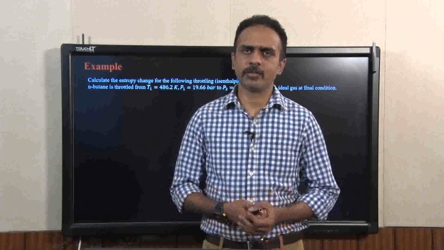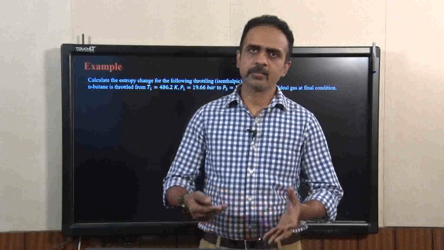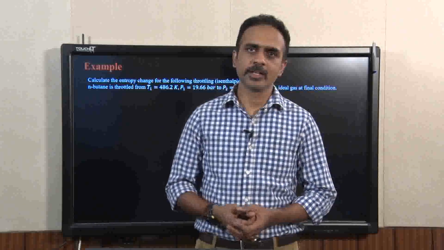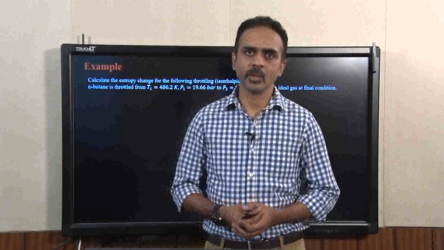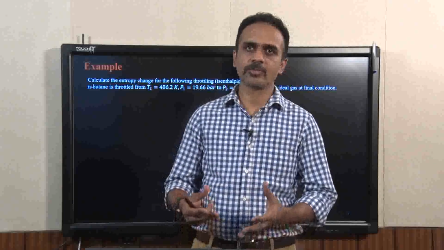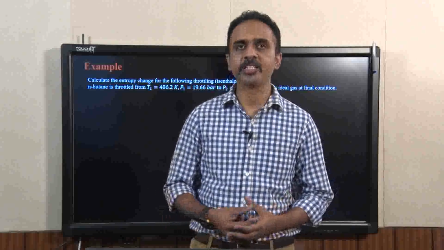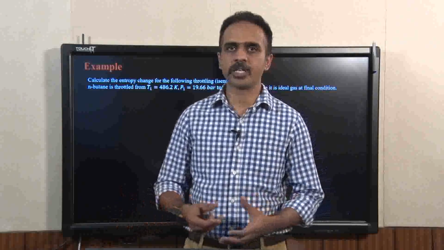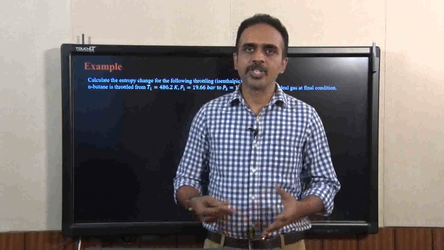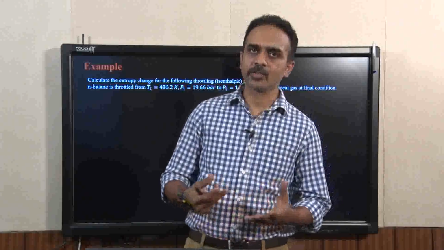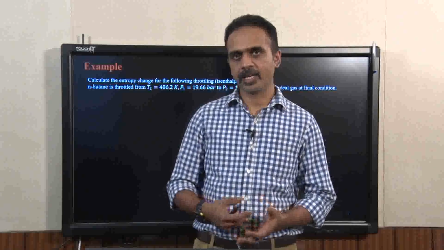Let's look at another example. In this example, we want to find the change in entropy when a gas is throttled from a high pressure P1, about 19.66 bar, to a low pressure, atmospheric pressure at about 1 bar. The initial temperature of this gas is 486.2 Kelvin, and the gas happens to be N-butane.